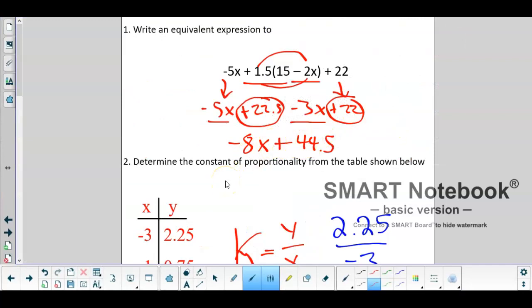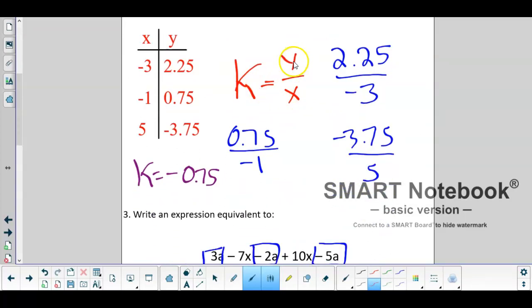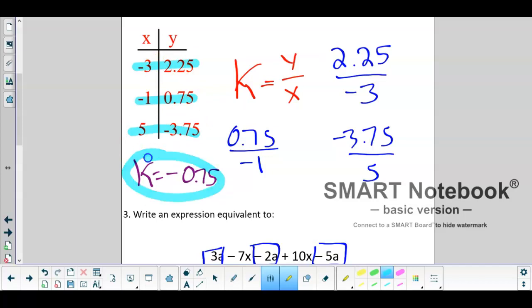Number two, we're going to determine the constant of proportionality from the table shown below. So again, anytime we're trying to find the constant of proportionality, we're taking a y value and dividing it by our x pair. Again, it doesn't matter where I would have gone. I could have picked any row here. As long as I'm dividing its y by its x, you should have gotten an answer that was equal to negative 0.75, sorry.